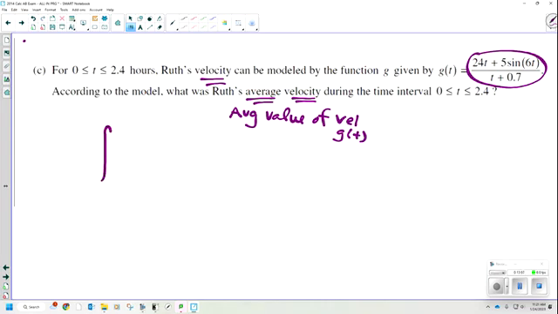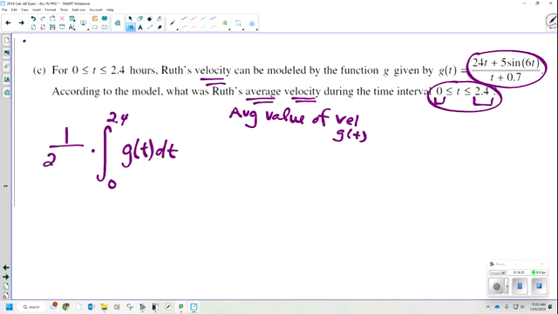I'm going to integrate from 0 to 2.4. And how do I know that? This is my lower bound. This is my upper bound. It's right here. Of that function g of t that they gave us. That gives us the total distance, but I got to average that out from time 0 to time 2.4, which means I multiply by 1 over 2, the upper bound minus the lower bound. So 1 over 2.4 minus 0.